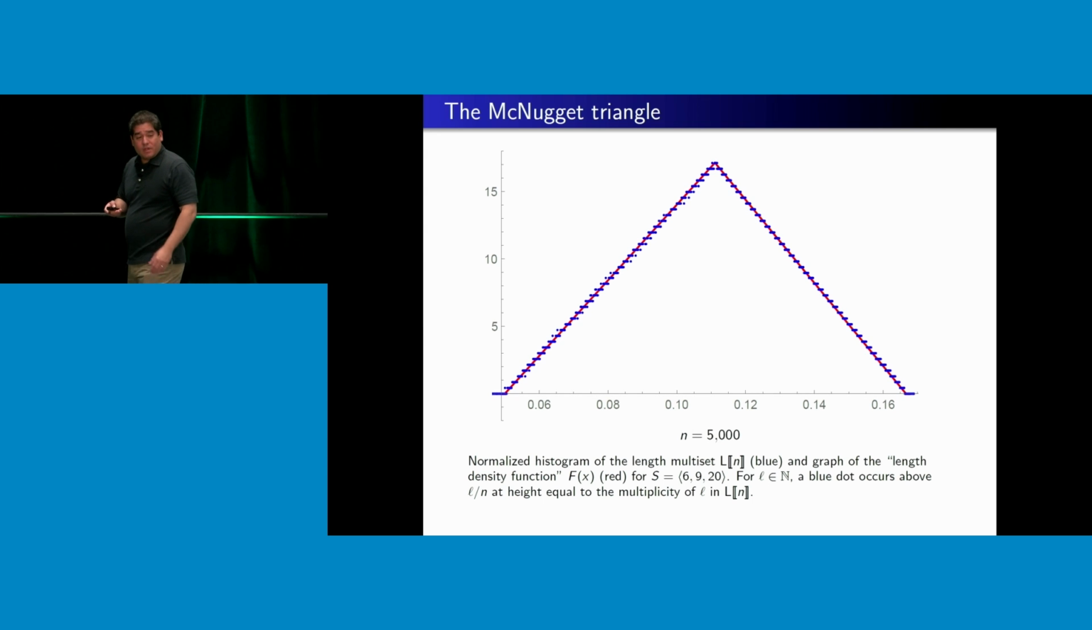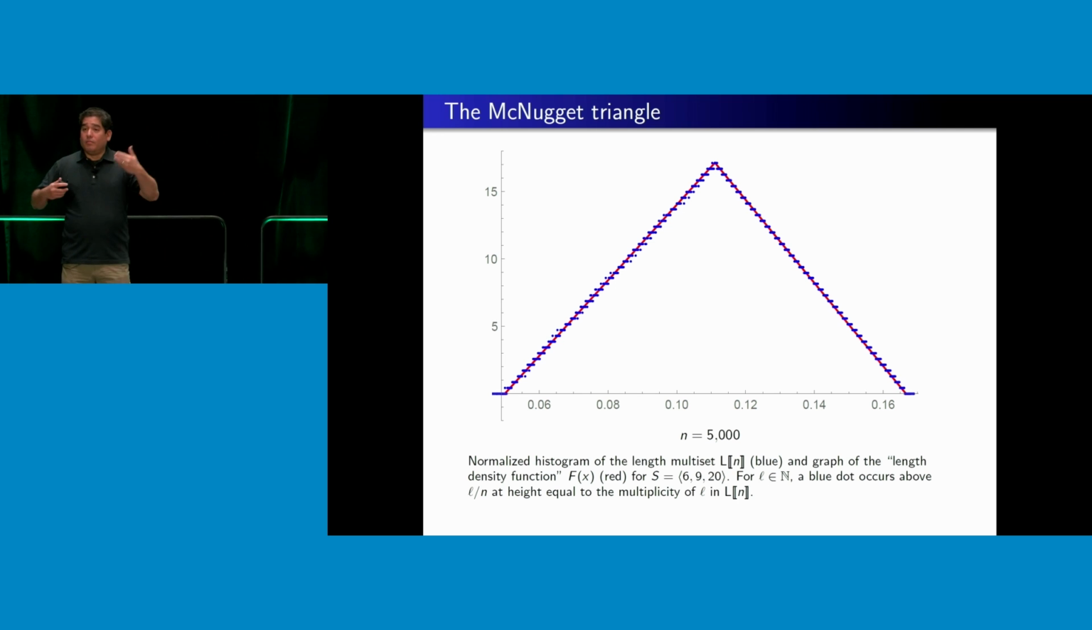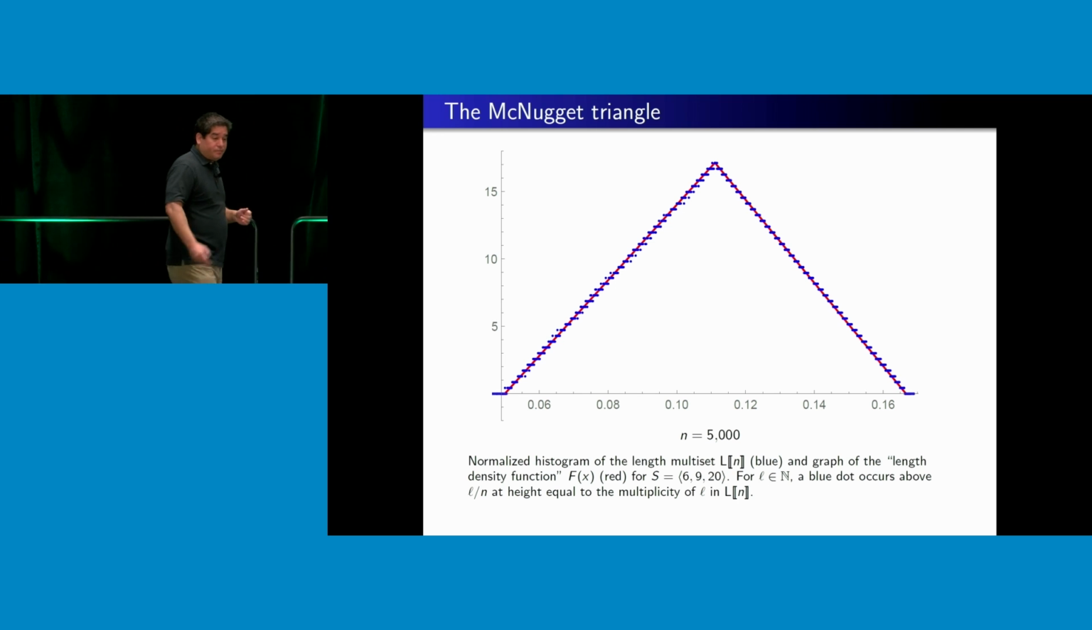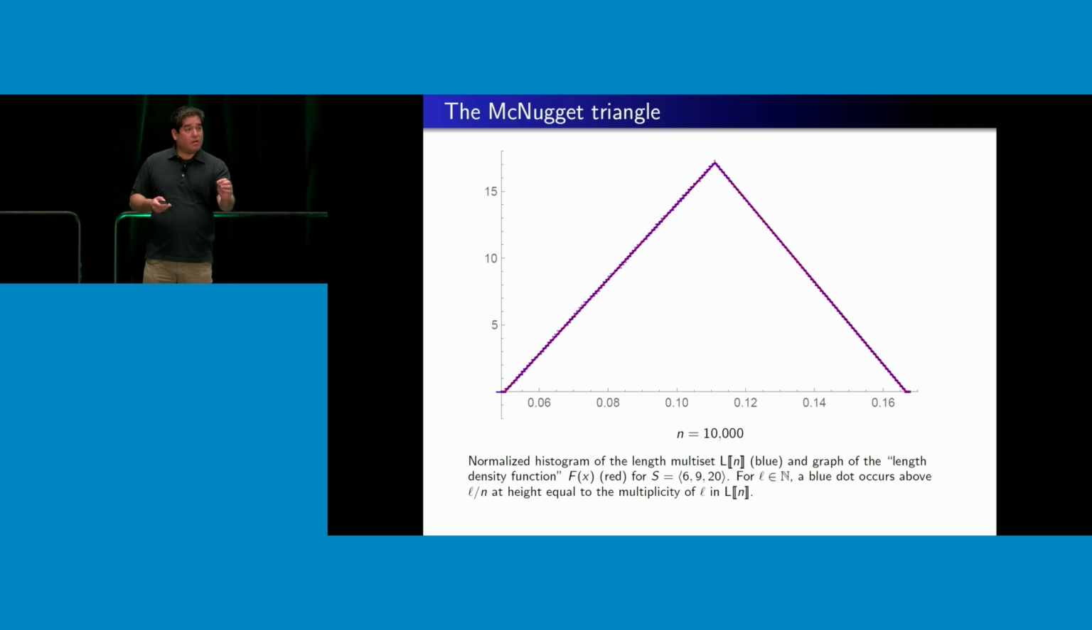So again, what's going on in these histograms? I'm just normalizing in the horizontal direction so I can see what happens as I order more and more and more nuggets. Right, so that's what these histograms are. Pretty cool. You can see a strong and quick attraction to a limit curve. In this case, it's not a normal distribution, it's a triangular distribution.